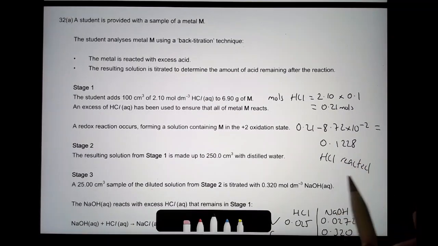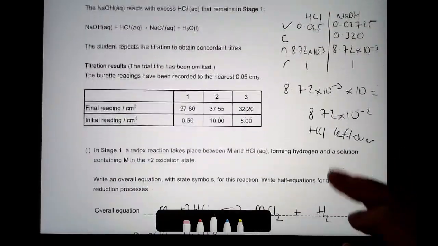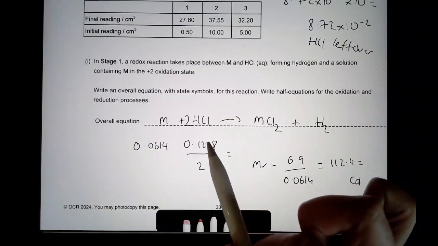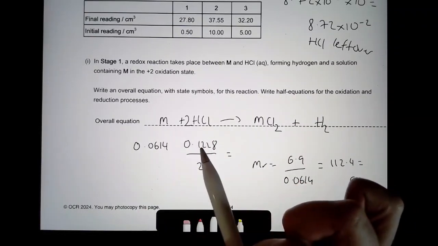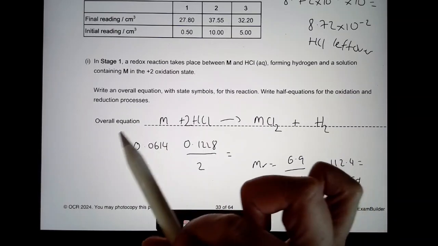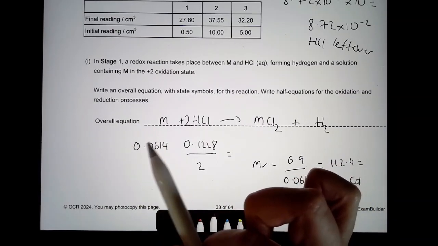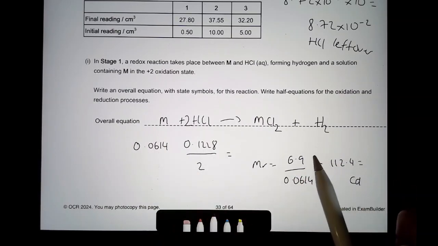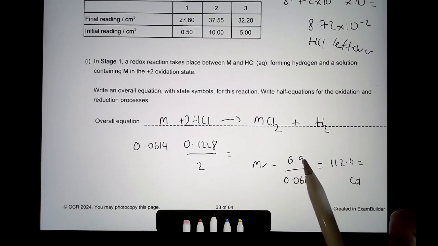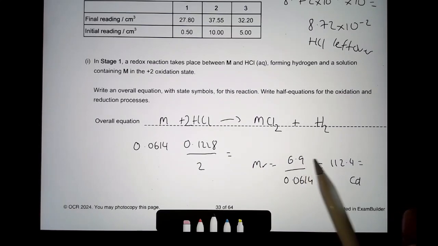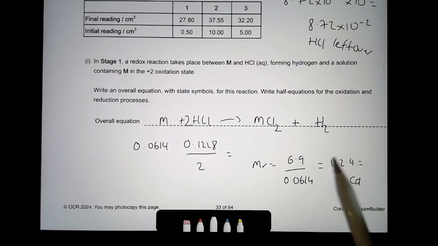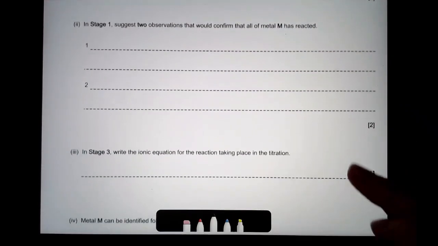And if I know how much HCl reacted with the metal, I can work out how much metal I actually have. So I've got 0.1228 moles of the acid. If I come down here and use my balanced equation, I've got a 2:1 ratio. So divide by 2, I can work out how many moles of the metal I actually had at the start. I know the mass of the metal I had was 6.9, and it's given in the question. So the mass of the metal divided by the moles of the metal gives me the formula mass of the metal, and then by looking at my periodic table, I can work out that the metal is cadmium.